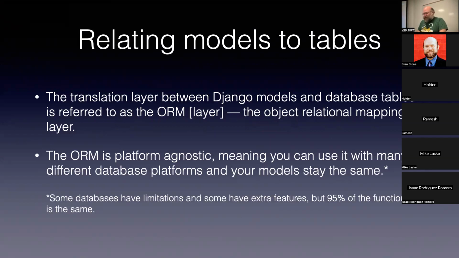The translation layer between Django models and database tables is referred to as the ORM. Some people call it the ORM layer, some people just call it the ORM. It's the object relational mapping layer. The ORM is platform agnostic, meaning you can use it with many different database platforms and your models stay the same. I put a star there because some databases do have limitations and some databases have extra features, but 95% of the functionality is going to be the same.